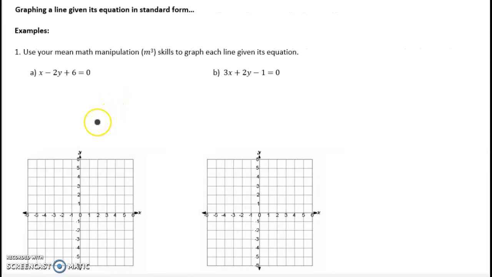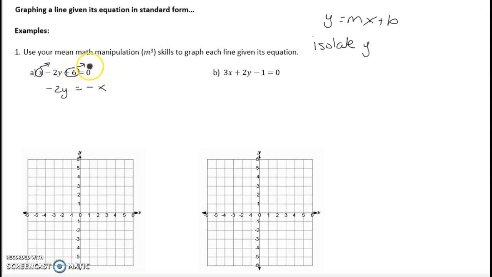Graphing a line given its equation in standard form. So first thing we have to do here is isolate y. So we have to change this to y equals mx plus b. What we're doing is changing it from standard form to y equals mx plus b form. So I'm going to keep my 2y here, put my equal sign. I'm going to move this x over. It's going to become a negative x. I'm going to move this 6 over, and it's going to become a negative 6.